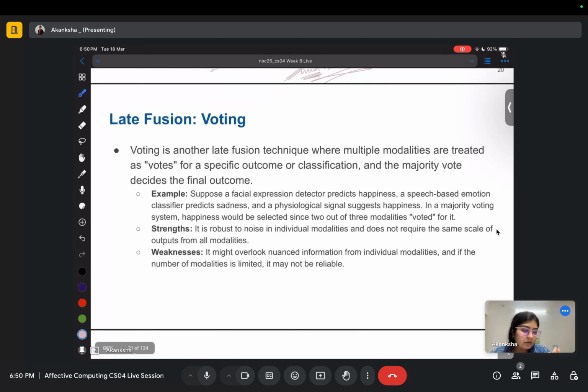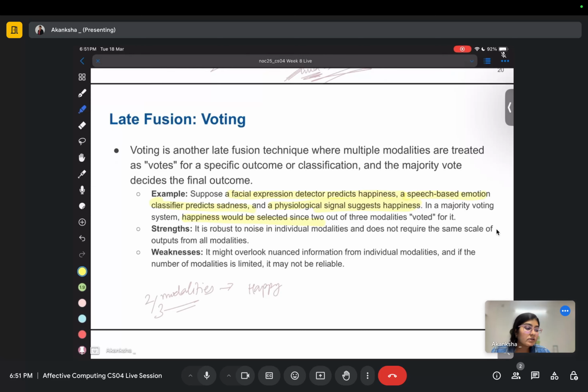Okay, so another method is voting. Voting is very straightforward. It is majority voting basically. If two modalities out of three are saying that this is happy, then assign happiness. Let's say the facial expression detector predicts happiness, speech based emotion says it's sad, and physiological suggests happiness. So the majority, 2 out of 3, are saying happiness, so happiness would be selected.